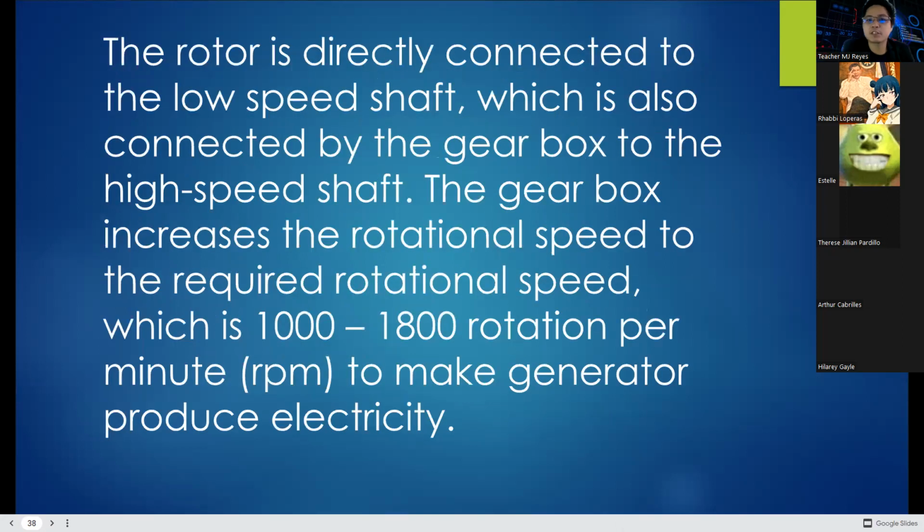The rotor is directly connected to a low speed shaft, which is also connected to the gearbox and then to the high speed shaft. The gearbox increases the rotational speed to the required rotation speed, which is about 1,000 to 1,800 rotations per minute, or RPM, to make the generator produce electricity.